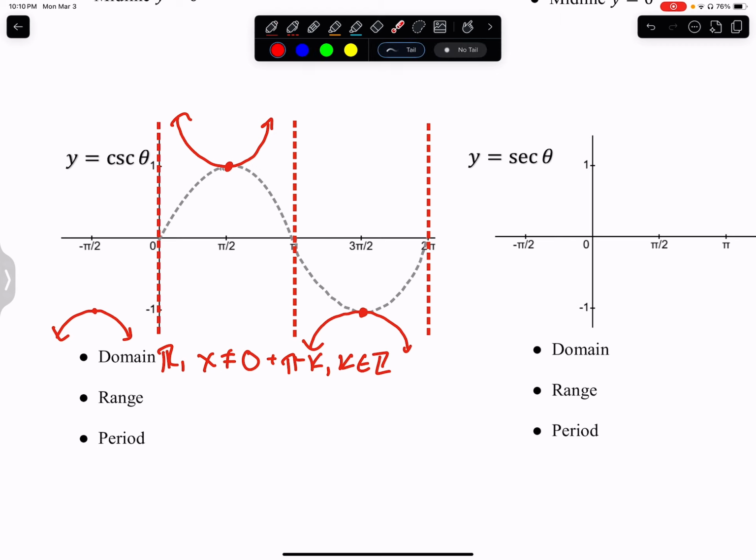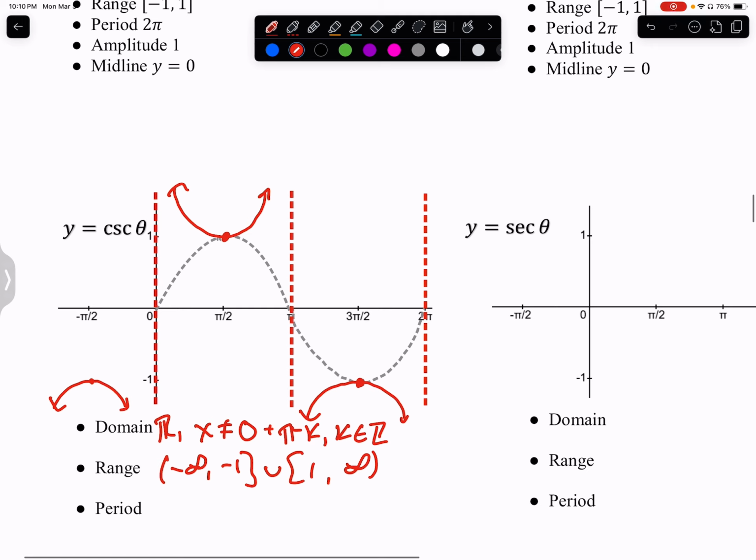The range, the graph goes from 1 up forever and from negative 1 down forever. So the range is going to go from negative infinity, we start from the bottom and work up, to negative 1 inclusive, in union with 1 inclusive to infinity. The period, the horizontal length of this graph, before it repeats itself, is 2 pi.